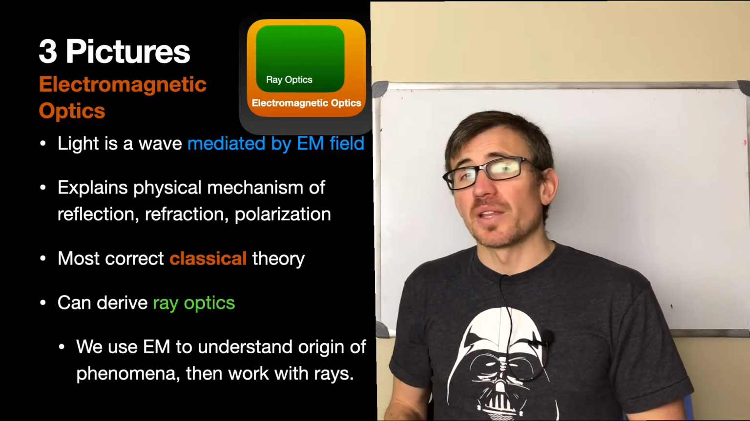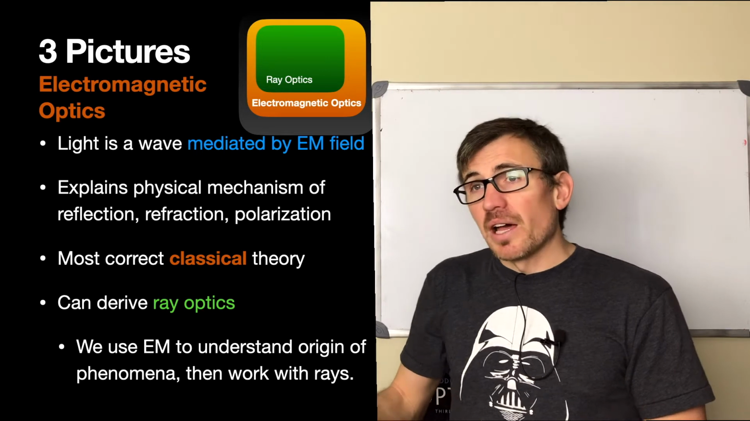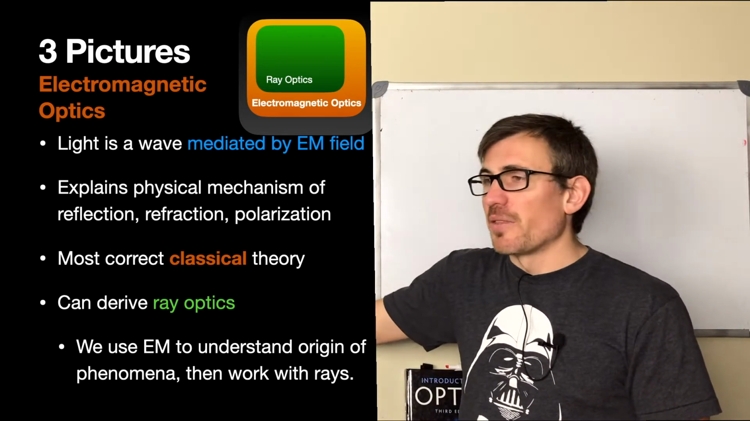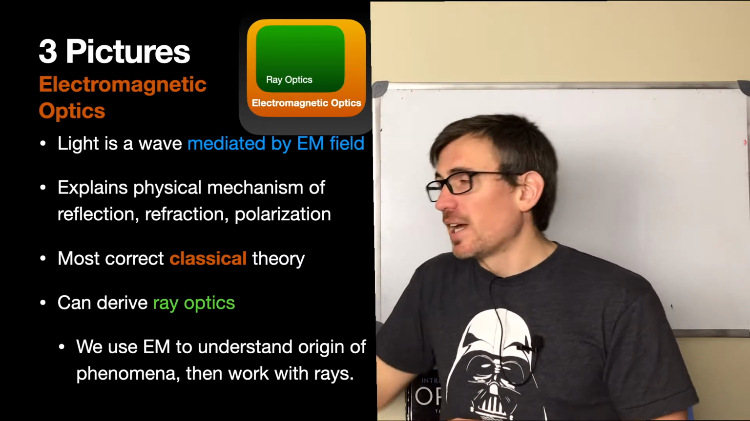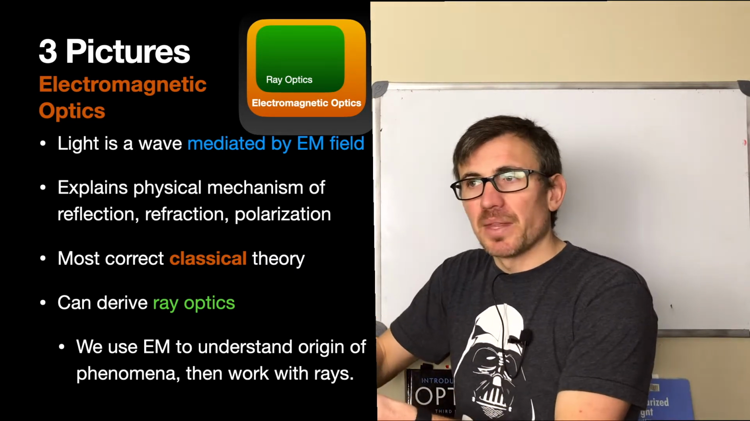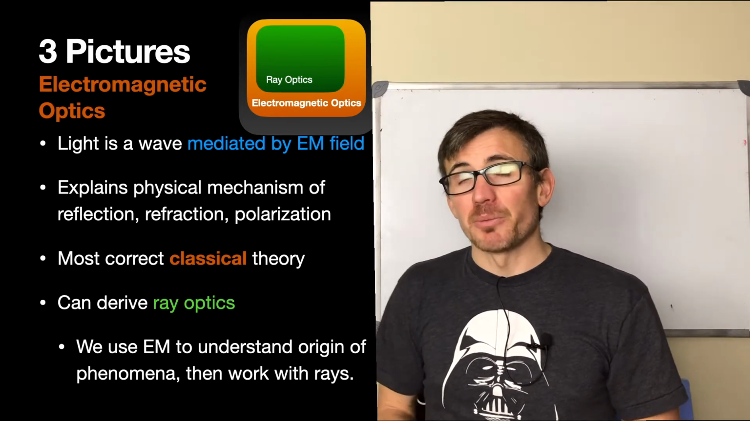So how we're going to do things generally in this course is we're going to derive the physical mechanisms behind things. We're going to understand things at a deep level using electromagnetic optics. And after we've derived it, we'll put it in a box and we'll just use the results from it to see what happens to the rays and have a much simpler picture.